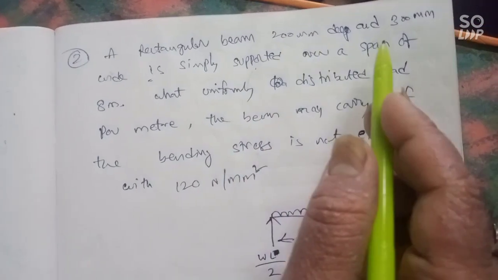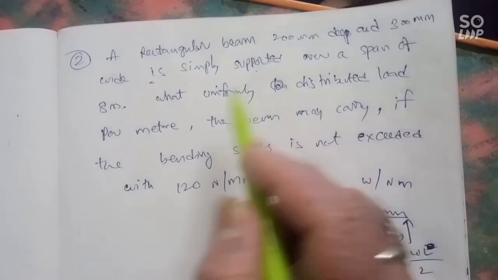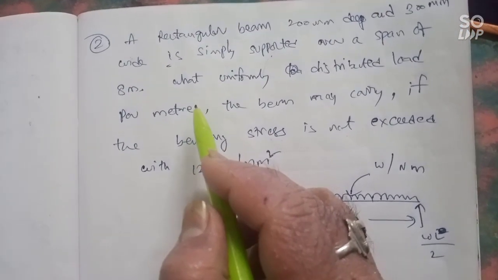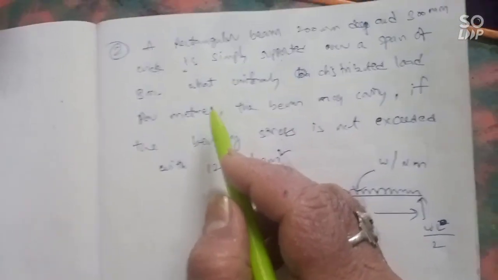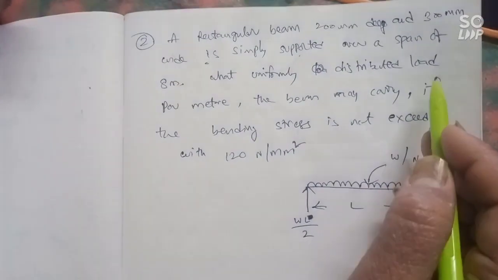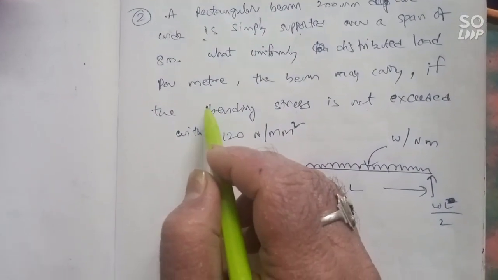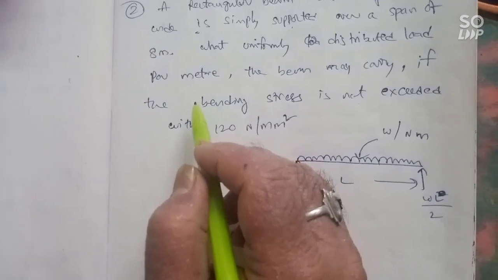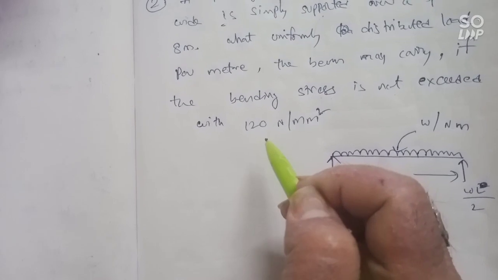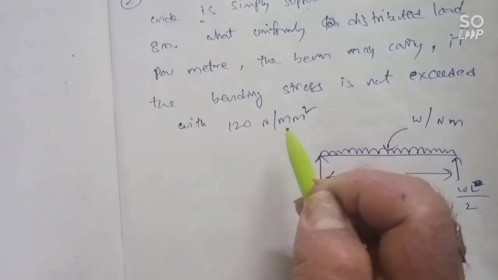So a rectangular beam of 200 mm deep and 300 mm wide is simply supported over a span of 8 meters. What uniformly distributed load is carried by this beam when the stress is not exceeding 120 newtons per mm square?